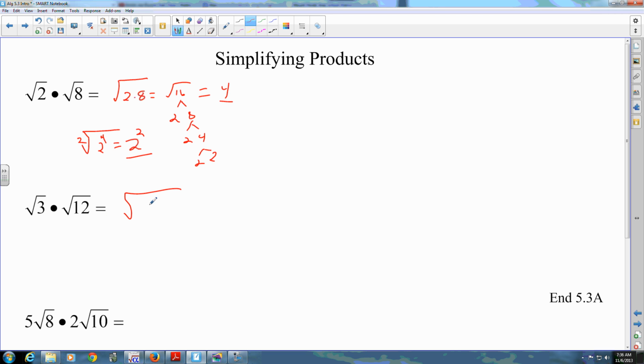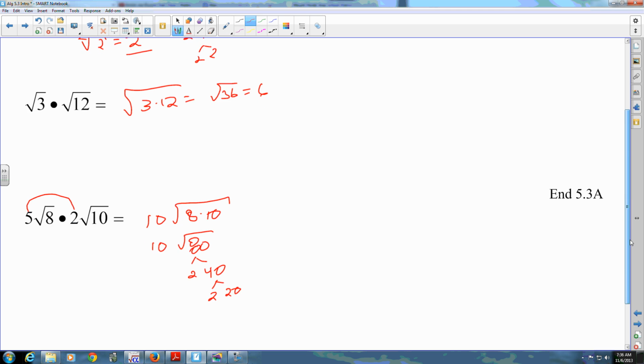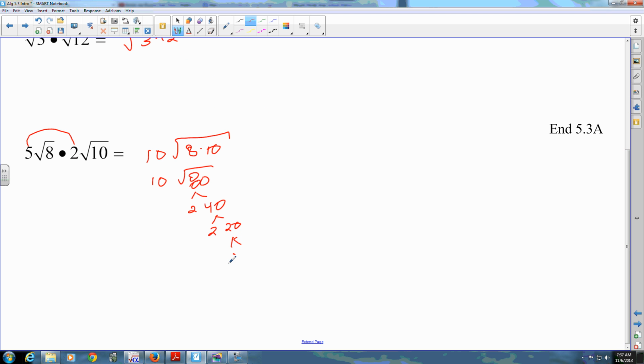Same thing. 3 times 12 is 36, which I'm hoping you guys recognize as 6. When you have coefficients outside, they multiply together. So you get 10, then those come together, 8 times 10. So you have 10 square roots of 80. And then you prime factor this, 2 and 40, 2 and 20. Let's see, 2 and 10, 2 and 5. So you have 1, 2, 3, 4, and 5. So that's 10 square roots, 2 to the 4th, times 5.